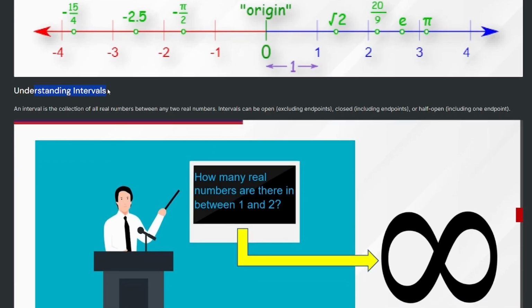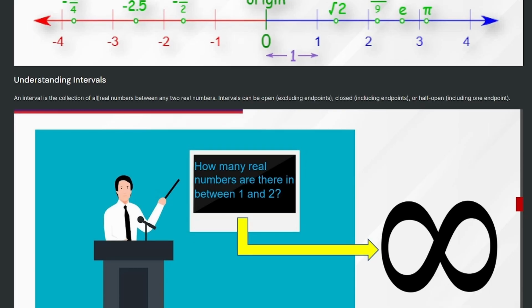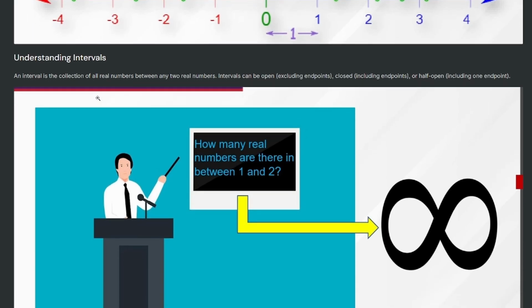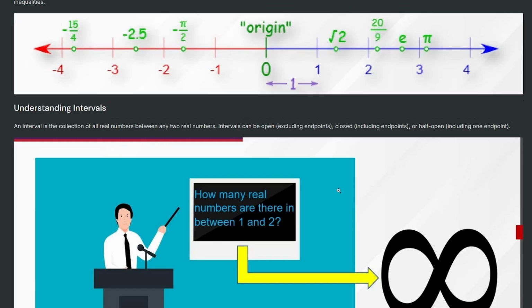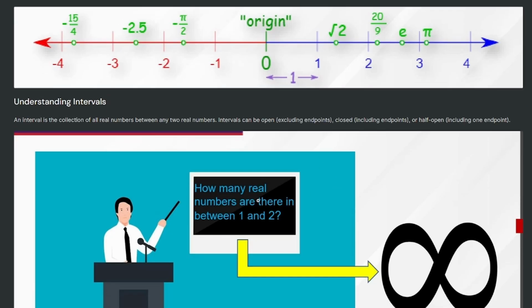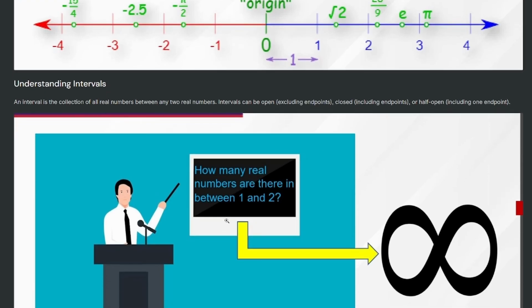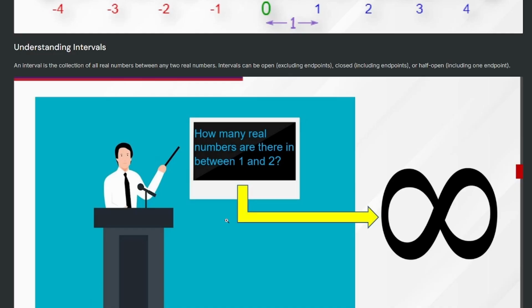Understanding intervals. An interval is the collection of all real numbers between any two real numbers. Basically, 0 and 1 is an interval, and the numbers in this interval are infinite. Like, how many real numbers are there between 1 and 2? Basically, there are infinite numbers. The concept of interval is this: open interval, closed interval, and half open interval.